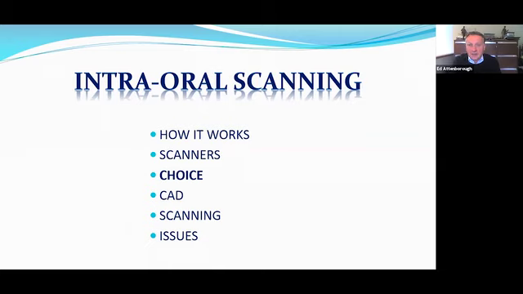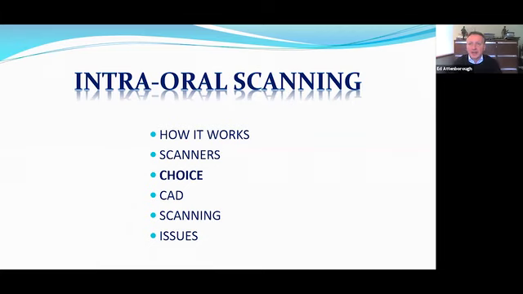And as I say, once again, just to reiterate, always try it in the practice yourself on a patient, and get a hands-on feel for how the technology is working. So I hope that was helpful in terms of how things work, some of the scanners on the market, and the choices that you need to bear in mind when making a purchasing decision. We're about halfway through, so we'll come on now to talk about computer-aided design.